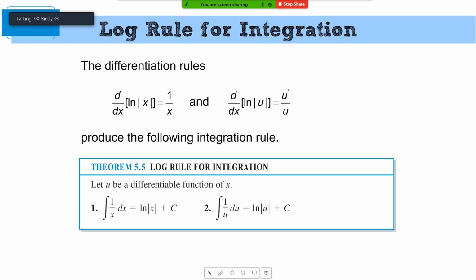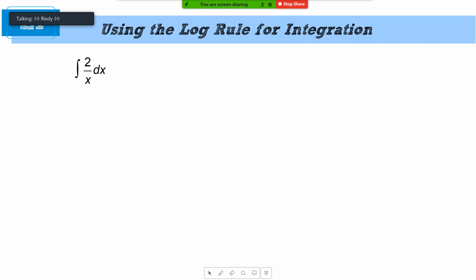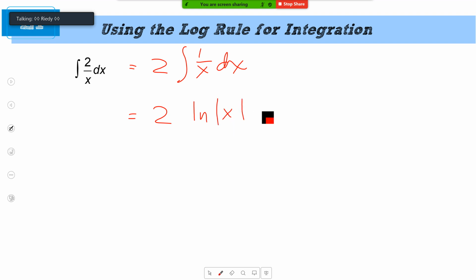Okay, questions? So far, we're good? Everybody got this? Okay, so we start with something really simple. This is the same thing as 2 times the integral of 1 over x dx, which is 2 times the natural log of the absolute value of x plus c.